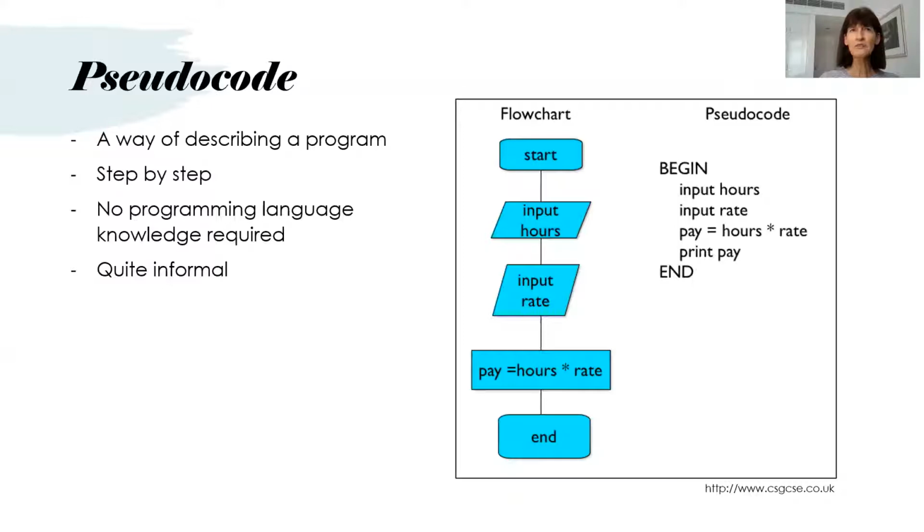So it's a way of describing a program. It's step by step as well, just like algorithms are. And the advantage is that in pseudocode, you do not need to know the programming language. It's quite informal, although there is a bit of structure to it, as we will see in the following slides.